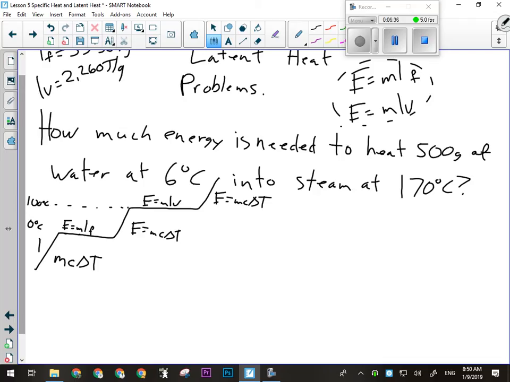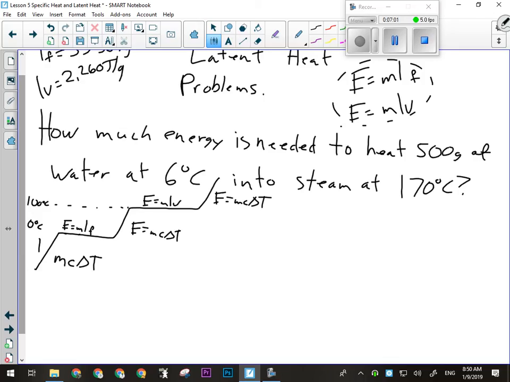All right, so let's have a look at this example question here, because this is what we're going to be looking at today. How much energy is needed to heat 500 grams of water at 6 degrees Celsius into steam at 170 degrees Celsius? Yesterday we went over a 5-part example of a problem like this. Does this question have 5 parts? How many does it have?